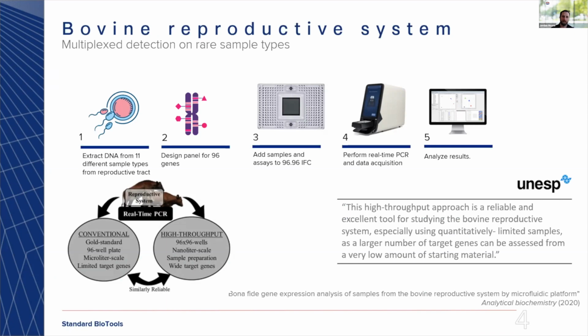And they were able to determine that this high throughput approach is not only reliable, and as reliable, if not more so than a standard 96-well system, but it's an excellent tool for studying bovine reproductive systems, especially using quantitatively limited samples, since a large number of target genes can be assessed from a very low amount of starting material. To give you an idea, we're using 2.7 microliters or less per sample to look at up to 96 different markers.